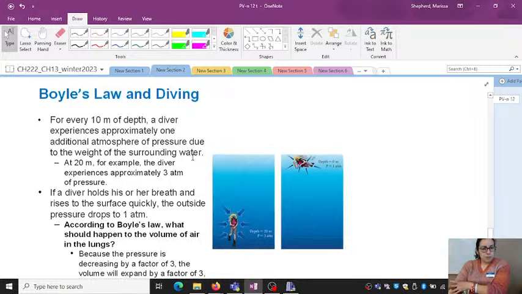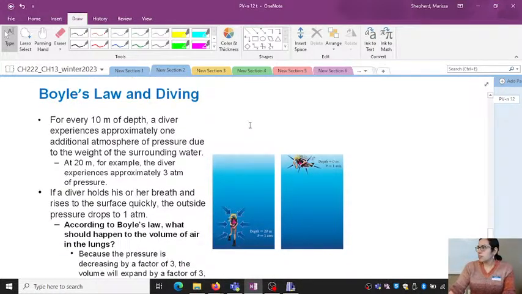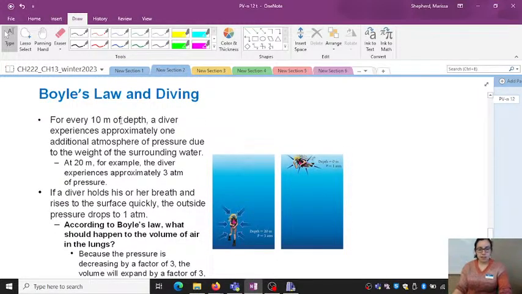And so that's also why diving. Does anybody dive here or have scuba certification? So let's look at diving. For every 10 meters of depth, a diver experiences approximately 1 additional atmosphere of pressure due to the weight of water. So at 20 meters, a diver experiences approximately 3 atm of pressure.